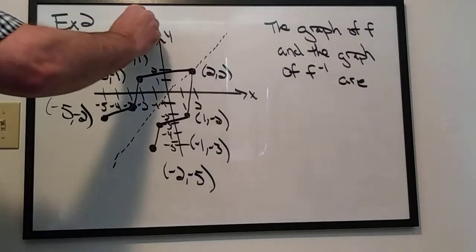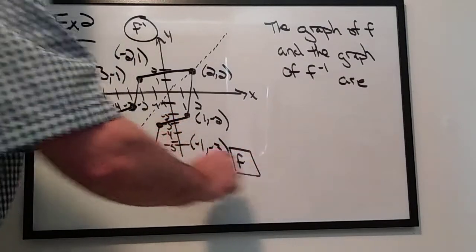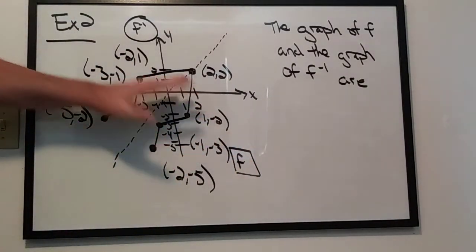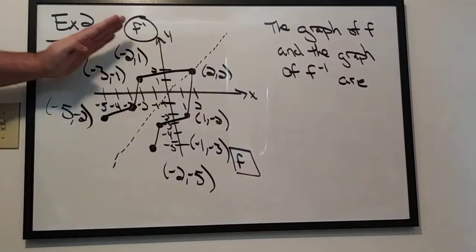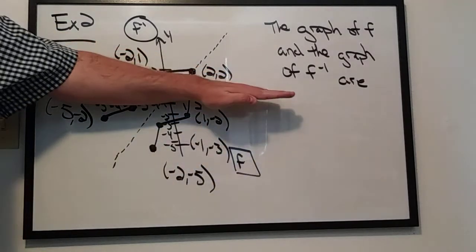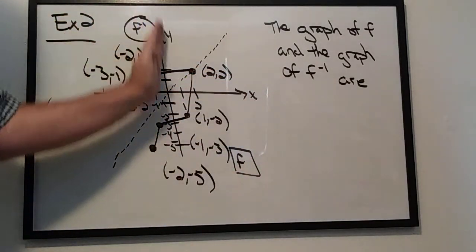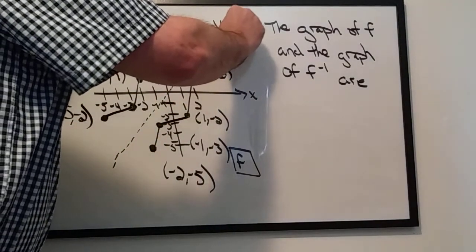When you look at the graph of f inverse up here and the graph of f down here, notice that we have a mirror image going on. F and f inverse have that mirror image behavior, but it's not one of the mirror images that we've seen before. We've seen symmetry with respect to the x-axis, symmetry with respect to the y-axis, and symmetry with respect to the origin. This is a new kind of symmetry. This symmetry is symmetry with respect to the line y equals x.